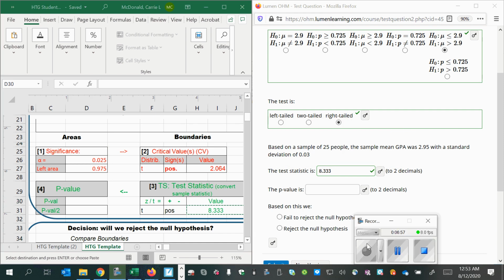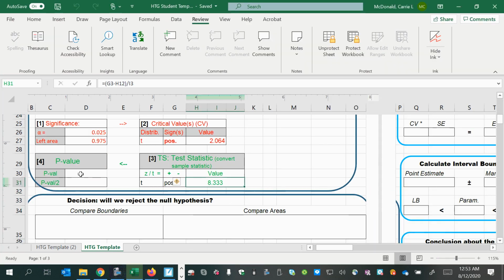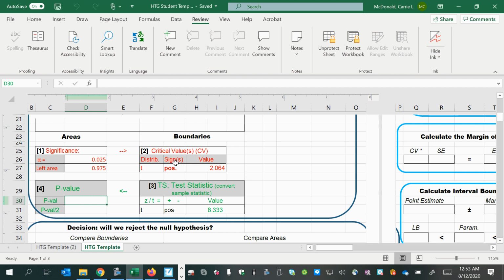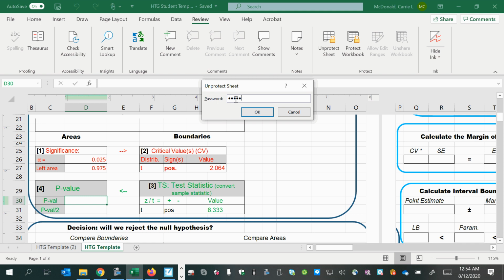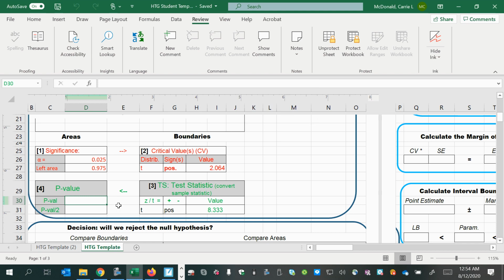Hang on, I have to unprotect the sheet. I had protection on this sheet because I'm going to share it with you and I don't want you to accidentally mess up anything in the format. If you need to unprotect it for any reason, the password is the word unlock. But I wouldn't recommend it unless you need to, because if you accidentally erase something, you could always download it again.